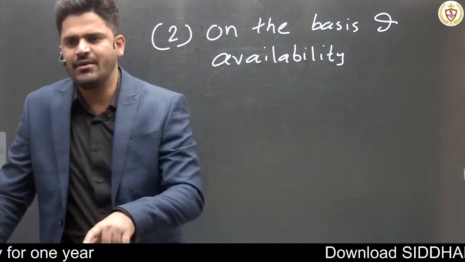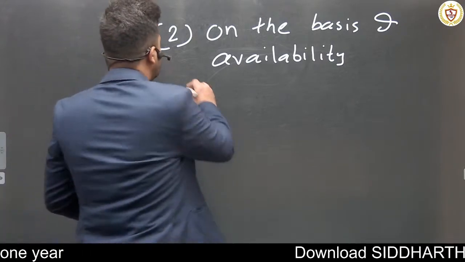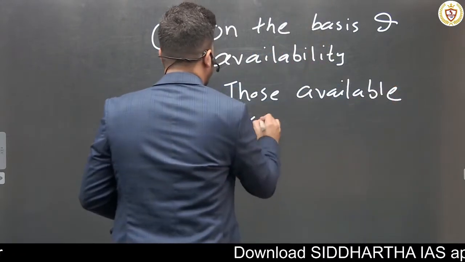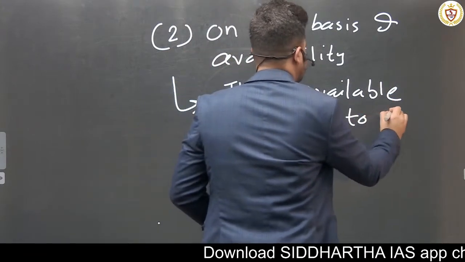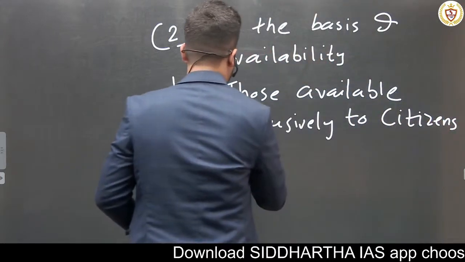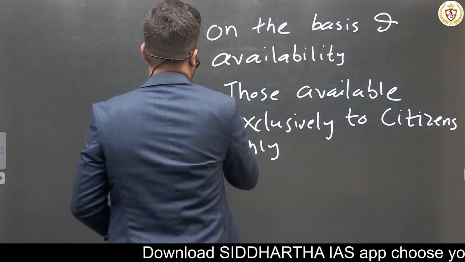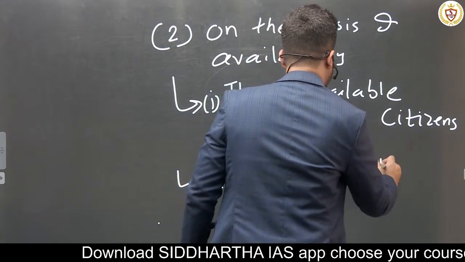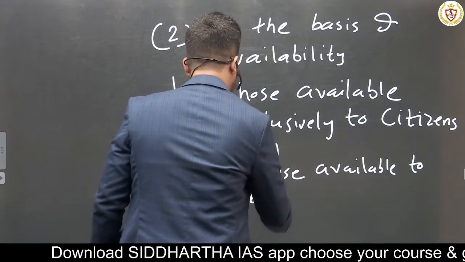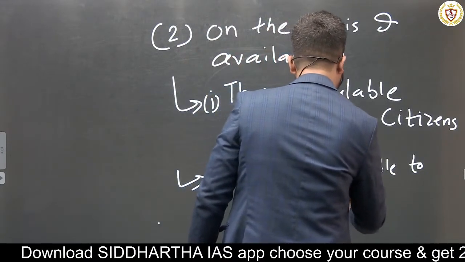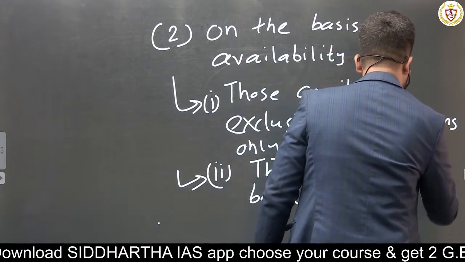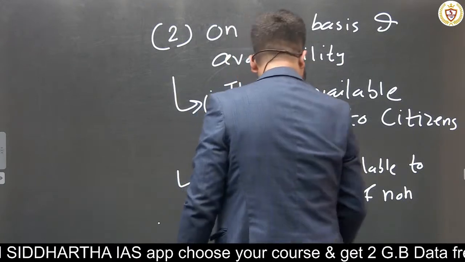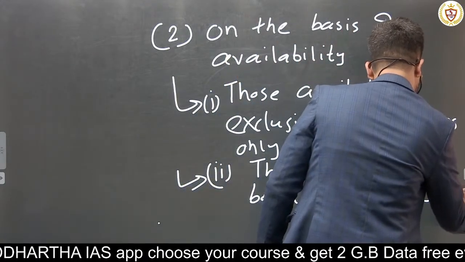So on the basis of availability, the fundamental rights can be classified as those available exclusively to citizens only, and those available to both citizens and non-citizens. Non-citizens means what? Foreigners. Instead of non-citizens, you can also write foreigners. Non-citizens/foreigners.